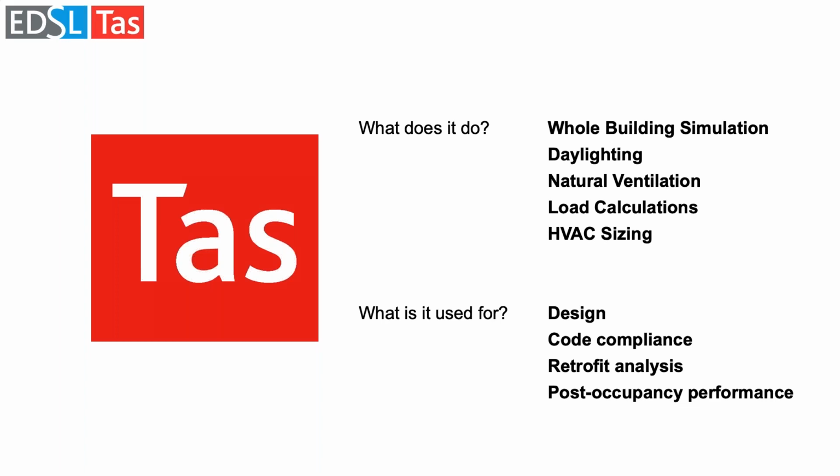All the things that we've shown previously in the slides: whole building simulation, daylighting, natural ventilation, load calculations, HVAC sizing, and those sub 4 categories all fit into whole building simulation as well. What is it used for? Anything from design, analysis, code compliance, retrofit, and post-occupancy performance. So the full spectrum of the building's life cycle. TAS can be used to meet building simulation needs for those phases.